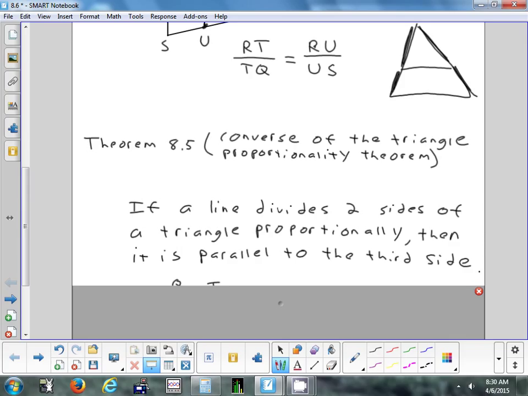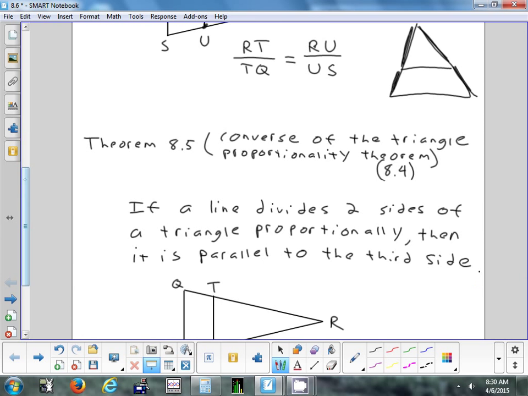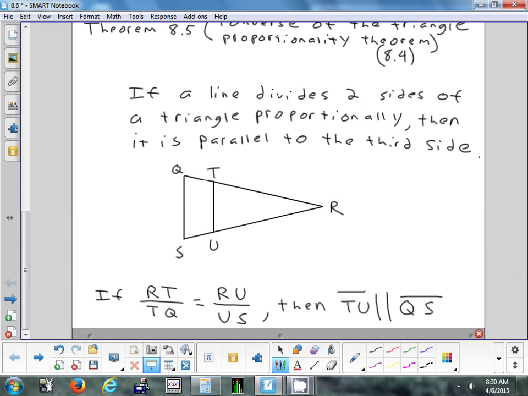Okay, so 8.5 is the converse of 8.4. I'll put that in parentheses under it. So if you draw in a line and it divides two sides of a triangle proportionally, then it's automatically parallel to the third side. Okay, and here's the picture. So if you draw in TU, and then RT over TQ is the same as RU over US, it proves TU and QS parallel, those segments.